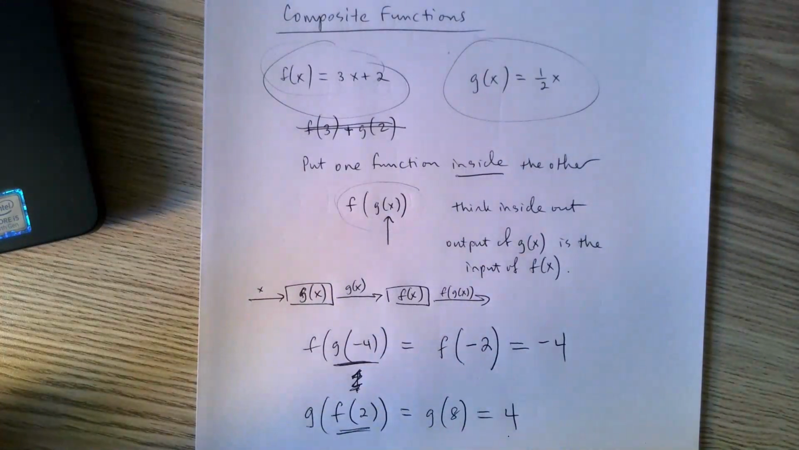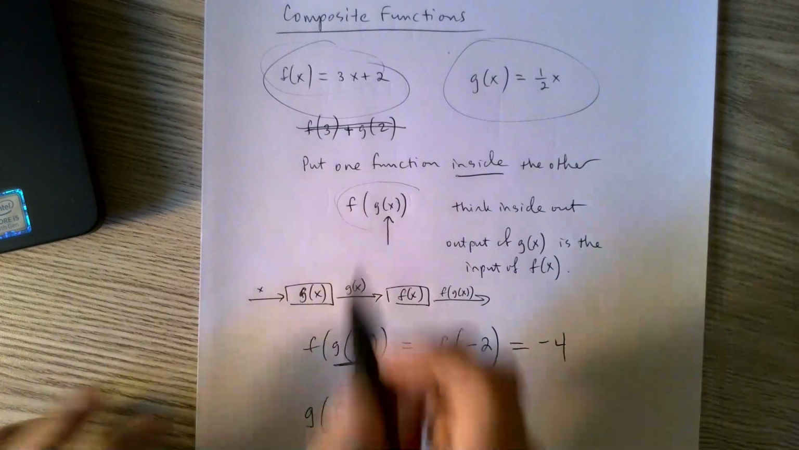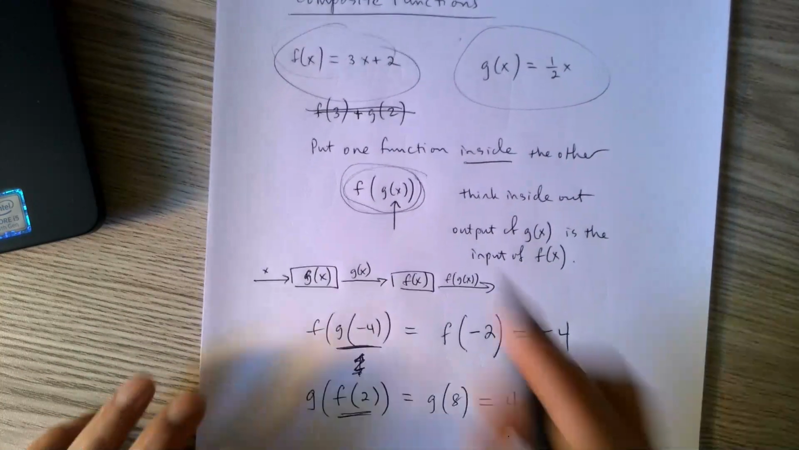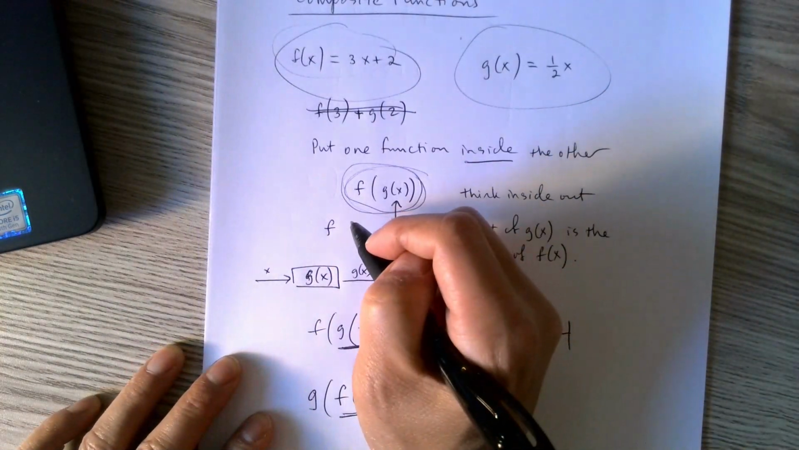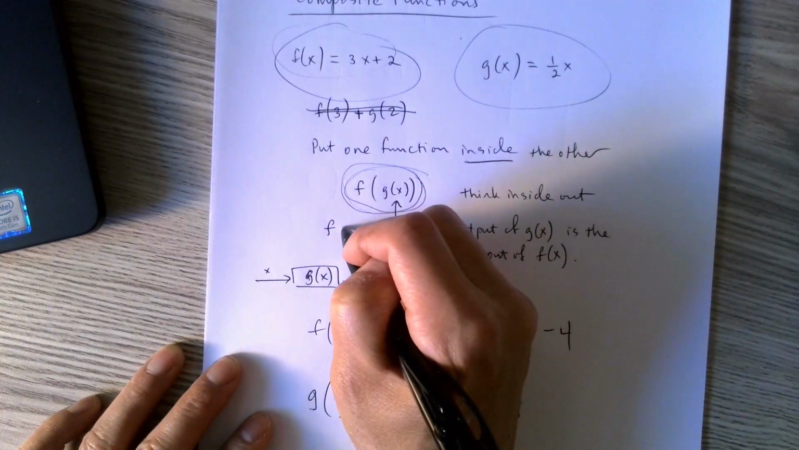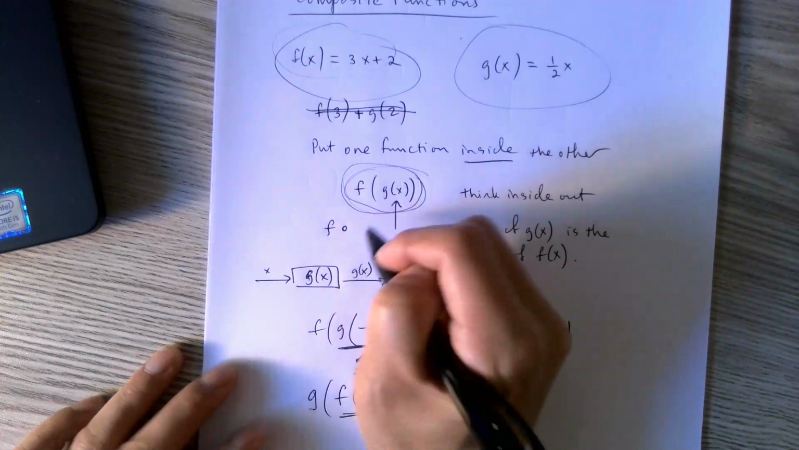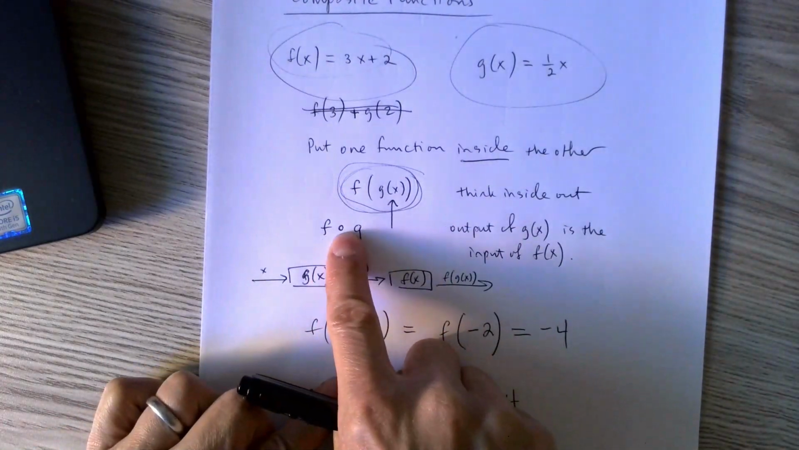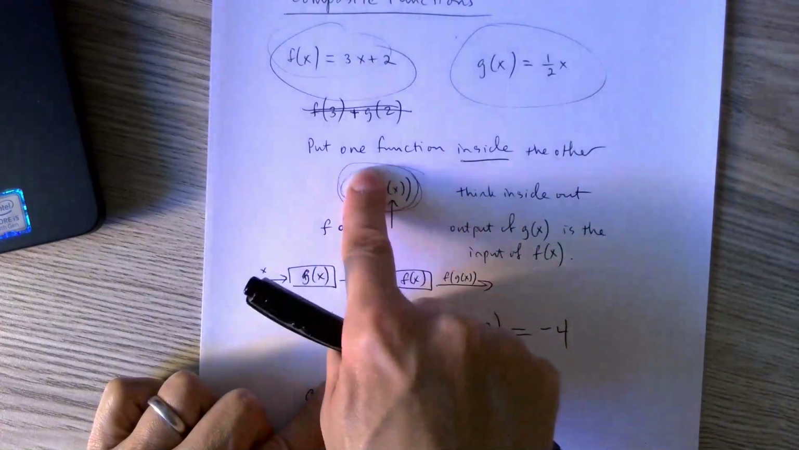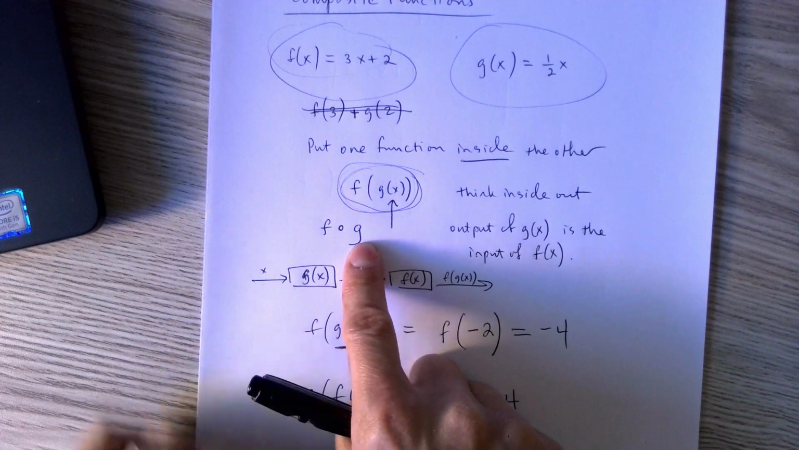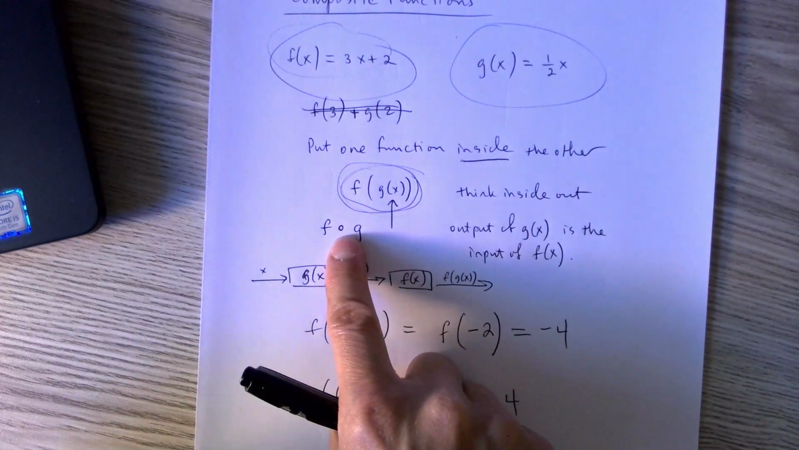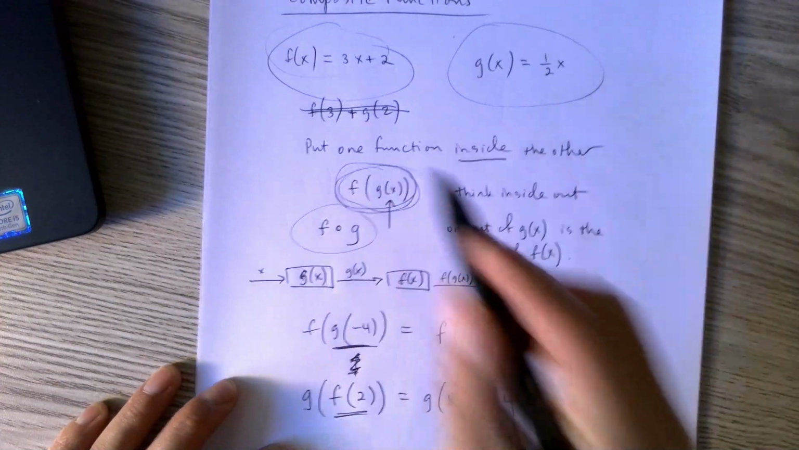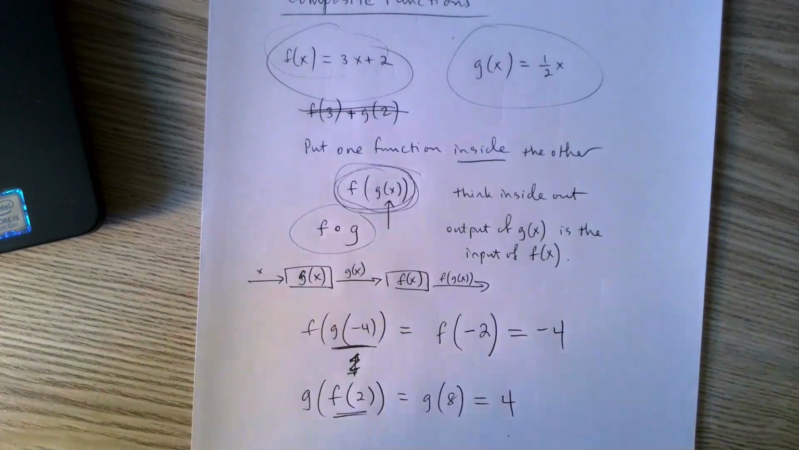There is an alternate way of writing this that some books use, and it's possible MathSpace will use this notation. f little circle g. Looks like fog, but f little circle g means the same thing as this. So the second one is the one on the inside. It's not a dot, it's a little circle. Okay, so if you happen to see this notation, it's the same thing as this. Okay, so that's composite functions.